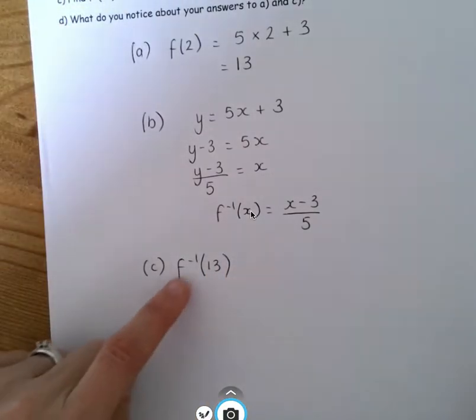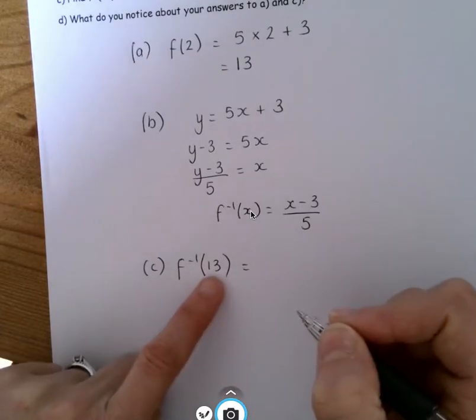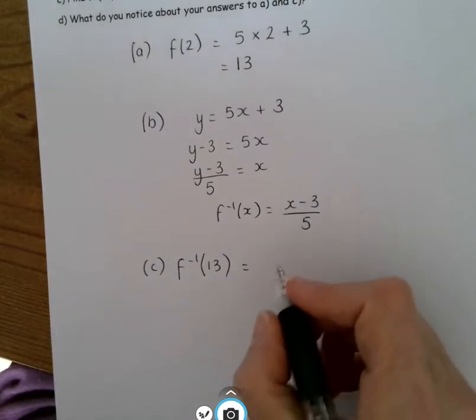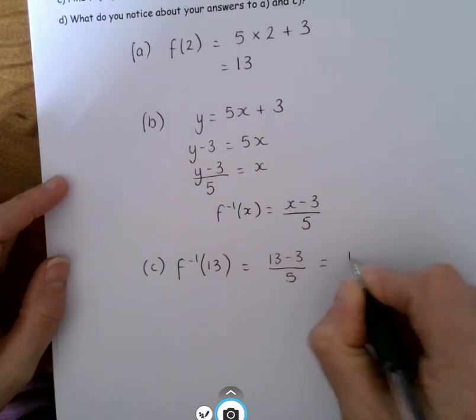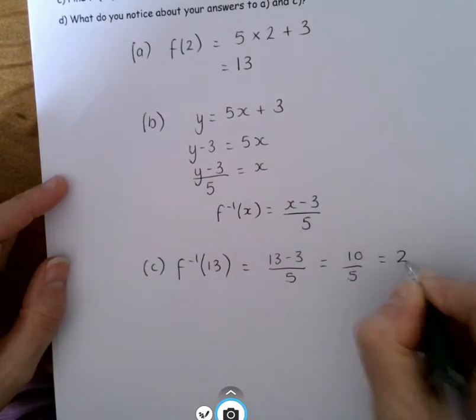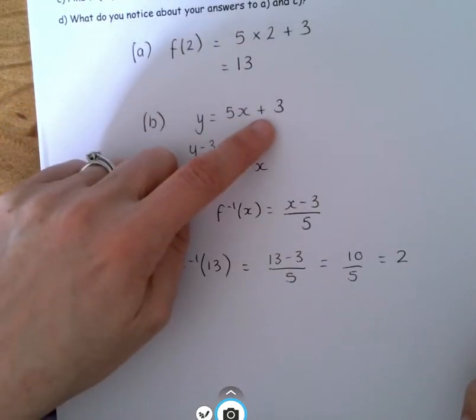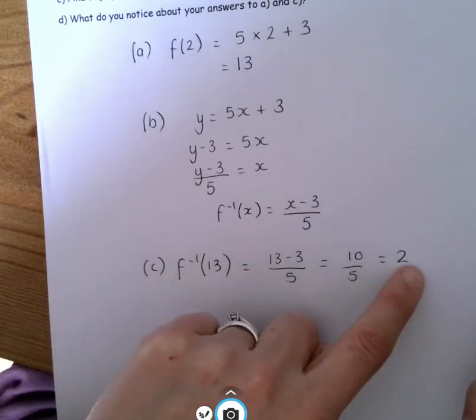Now part C of this question says find this, which means the inverse function of 13. So put 13 into your inverse function here. Okay, so if we put 13 into that, we get 13 take 3 over 5, which is 10 over 5, which is 2. Okay, so if you look, f of 2 takes you to 13, and then inverse function of 13 takes you back to 2.